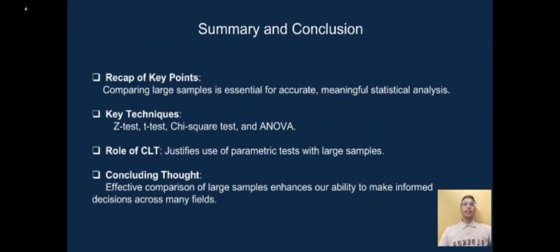Now let's look into the summary and conclusion. To summarize, comparing large samples is key for reliable analysis and accurate data insights. The main techniques include the z-test, t-test, chi-square test, and ANOVA, which are suited to different types of data. The central limit theorem also allows us to use parametric tests confidently with large samples, ensuring normality in sample means. And finally, effective large sample comparisons empower informed decision making across fields like healthcare, business, and education, transforming data into meaningful insights.